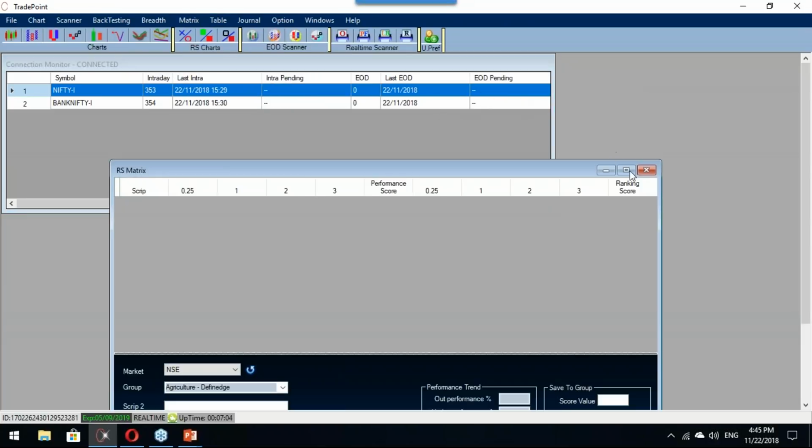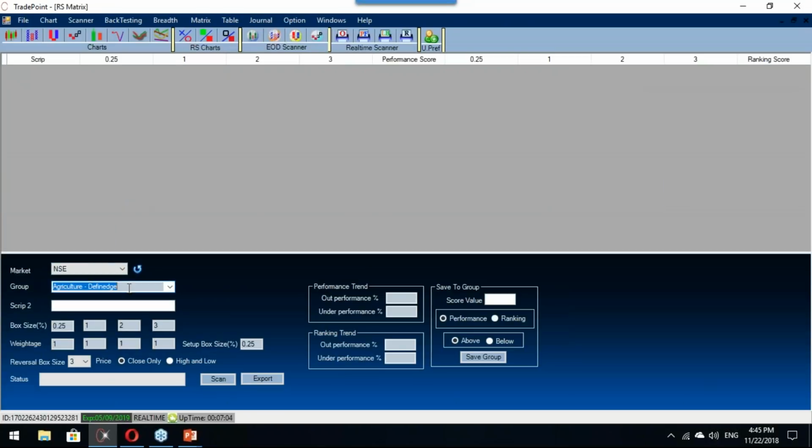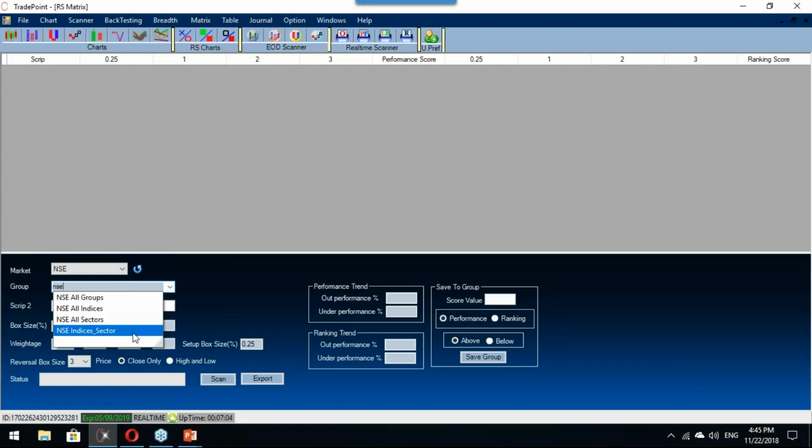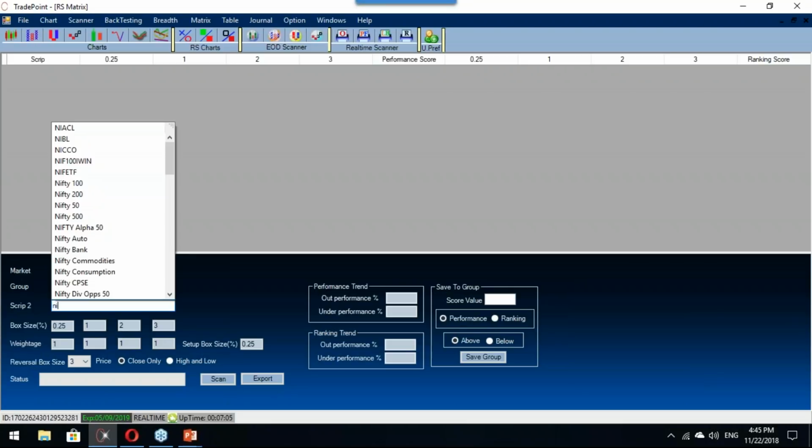Okay, let's take a look at the RS matrix. Let's look at the sectors, right?